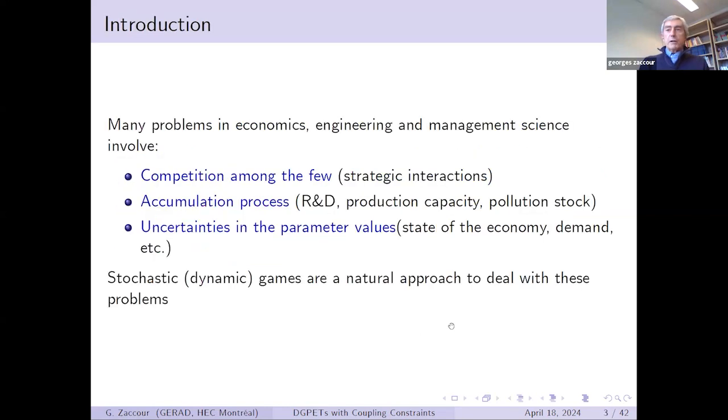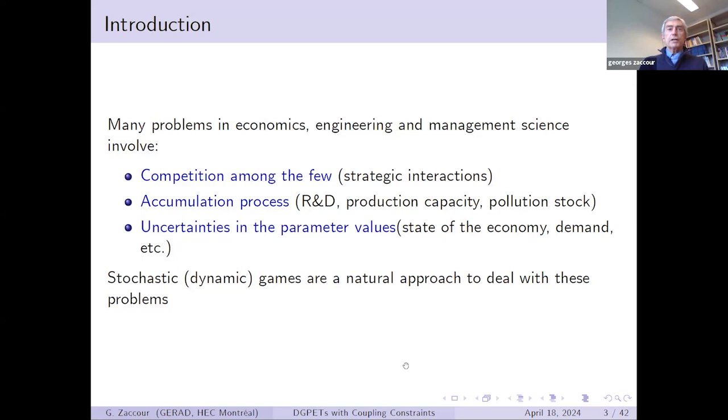Okay. I am interested, in fact, in problems that have the following features. One is that you have a competition between few agents, the famous expression, competition among the few. We have accumulation processes that are involved in the game, and we have some uncertainties about the parameter values. The first characteristic points toward game theory as a framework to deal with this kind of problems.